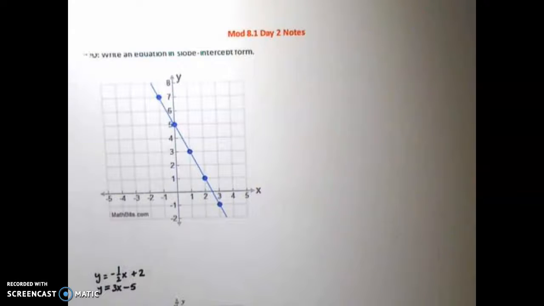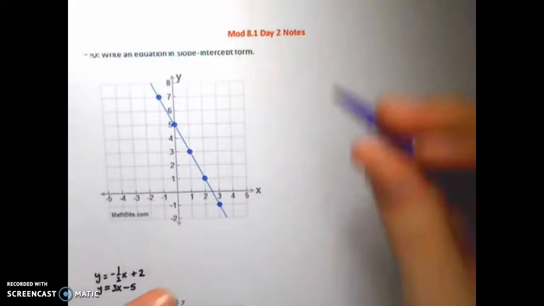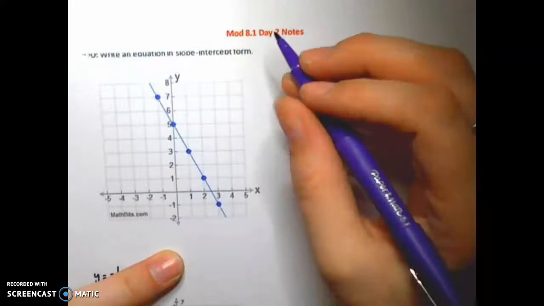Okay, today we are working on 8.1 day 2, so it's more practice of what we did on 8.1 day 1. Your problem of the day is a little different today. We have a line and we have to figure out and write the equation. So to write an equation, you first have to start off with what is the equation. Write an equation in slope-intercept form.